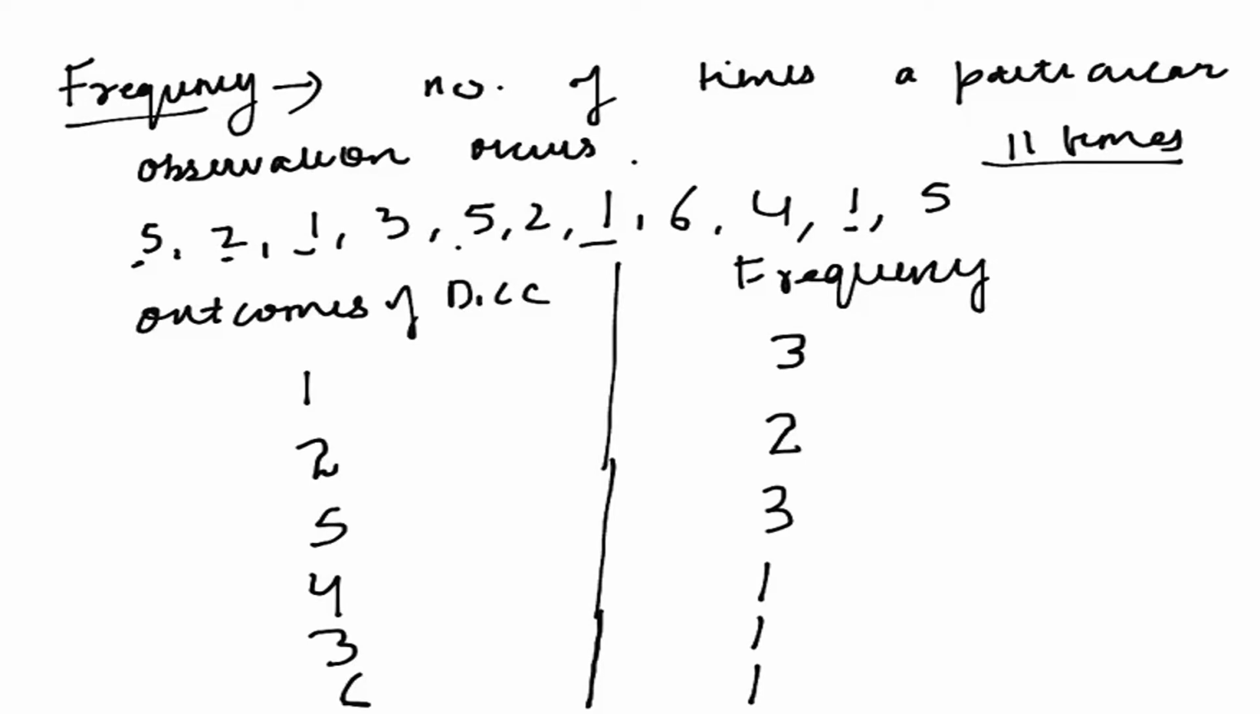Here by seeing this table, we can tell 1 happens 3 times, 2 we get 2 times, 5 3 times, 4 1 time, 3 1 time, and 6 1 time. So the frequency is the number of times a particular observation occurs. This is known as frequency, and this is the way to arrange some data in the tabular form.